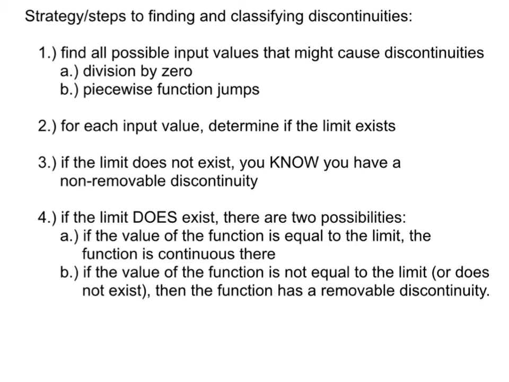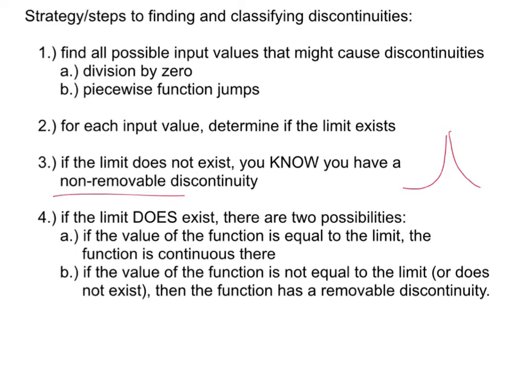So step 3, if the limit doesn't exist, automatically non-removable discontinuity, done. Like, simple as that. As soon as you see that the limit doesn't exist, and that includes infinite limits, right? So if the two sides are both going up towards positive infinity, nobody cares. It's not like they meet up there. They're just getting close, okay? So if the limit doesn't exist, non-removable, done.